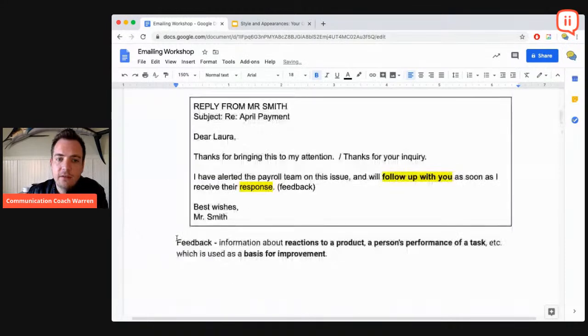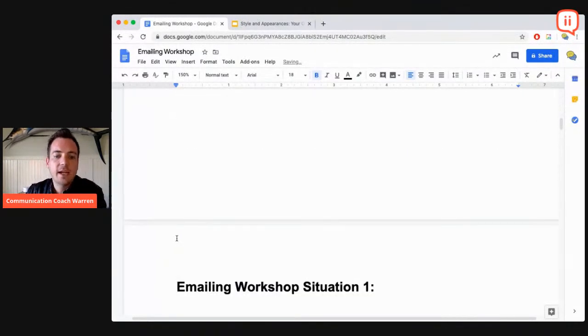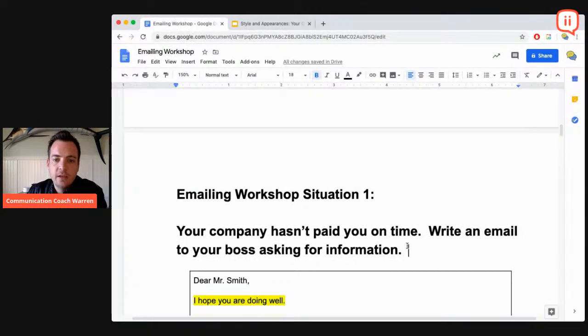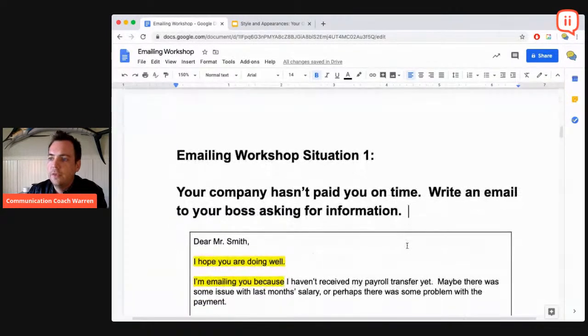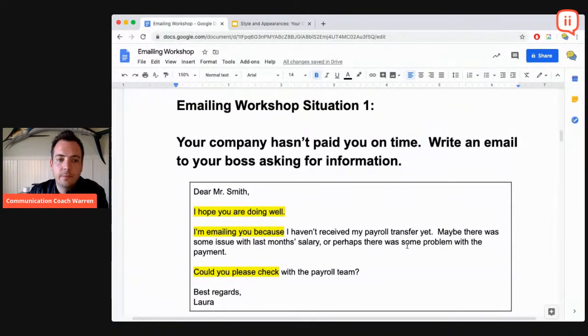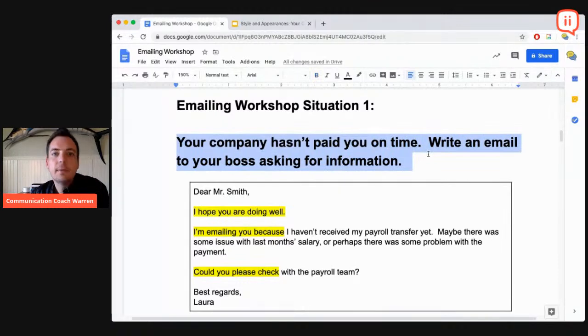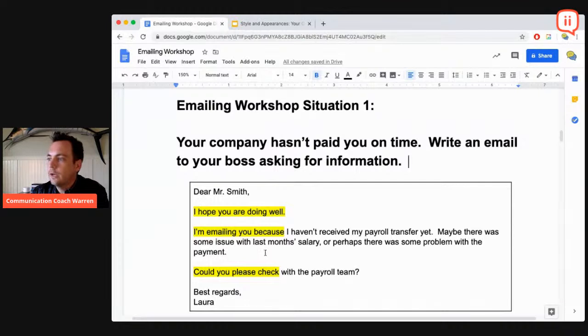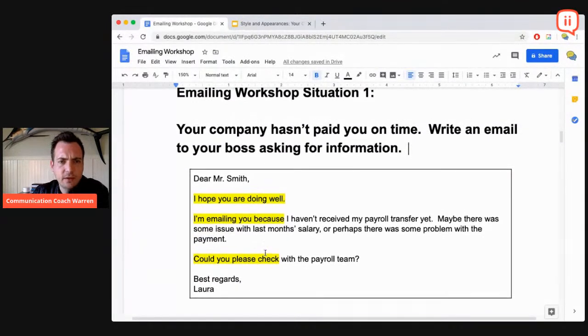Okay, so this is kind of the goal for today, for us to write an email with a situation. So here's a sample email with some notes that I've left. So for example, your company hasn't paid you on time. Write an email to your boss asking for information. So this is the scenario that I'll give you. Every email has a scenario and some relevant information that we'll use to make the written email. So this is the email we wrote together in a workshop last week, I believe on Thursday.